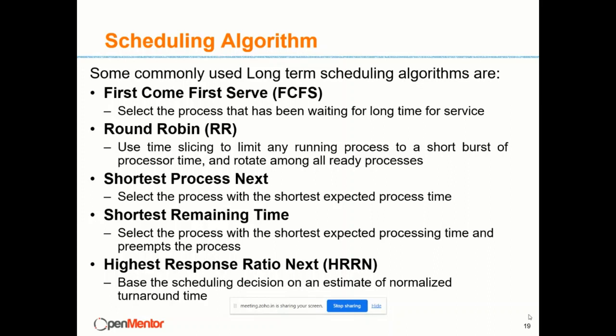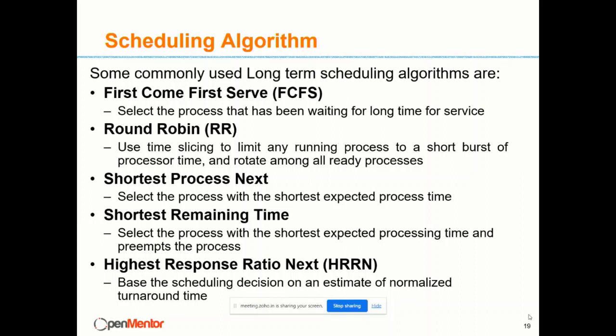Then shortest process next. Suppose one process is running, and P1, P2, P3 are in the queue. It will find out which process will take the lowest time, and then it will give that. Then shortest remaining time. Shortest remaining time means, let's say it is preemptive scheduling. If there are two processes waiting to complete, it will find out which one will complete first and give the priority to that.